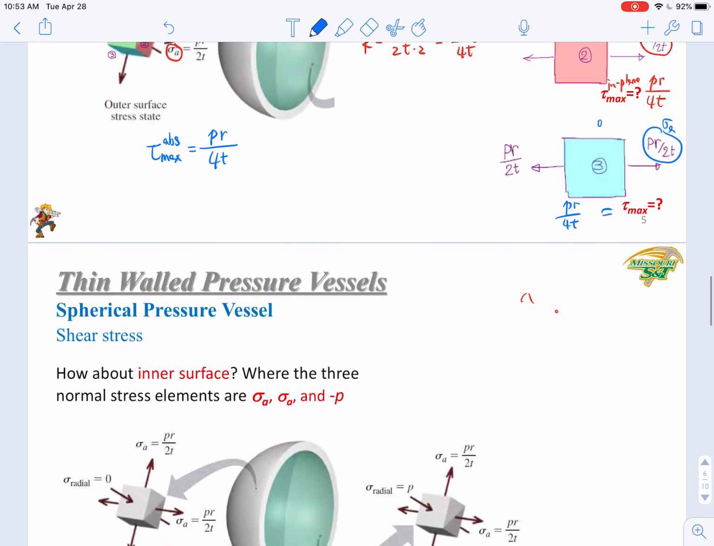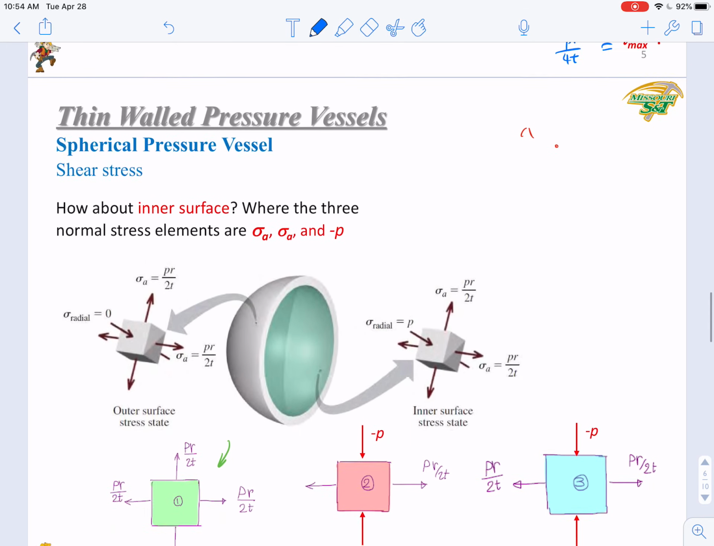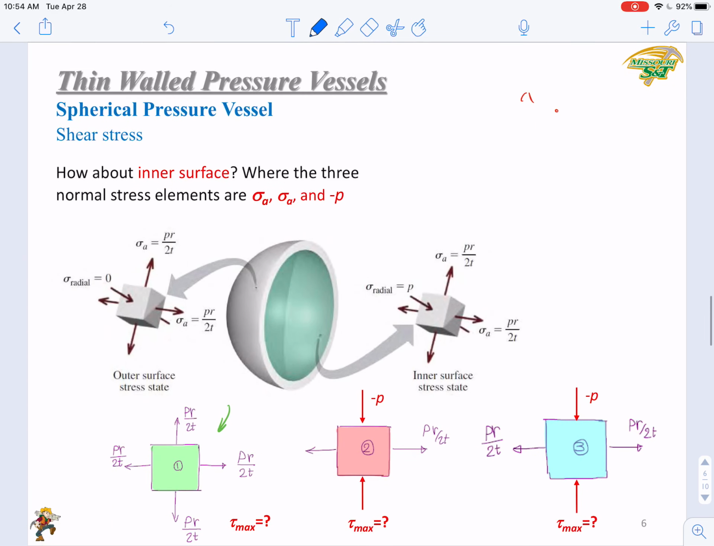Okay, so this is the equation we derived for the outer surface, the absolute maximum shear stress on the outer surface. Then how about the inner surface? What is the difference? As we just mentioned earlier, the difference will be that on the inner surface, you have a pressure along the radial direction.